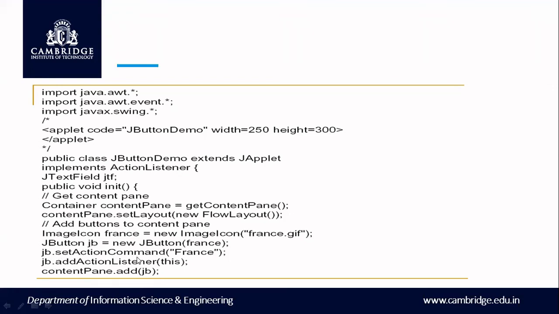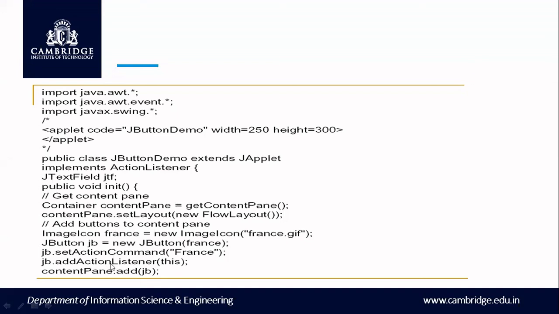jb, what is jb? This one. Dot setActionCommand. That means when this button is being pressed, when you're going to press the button called france, jb.addActionListener(this). So this action listener is going to be called. Which action listener? When a button is being pressed, the action listener is going to be called. contentPane.add(jb). So I have created a button, that is JButton. I have written the action listener. What is the action command? France is the action command. When this action happens, the action listener is being called.